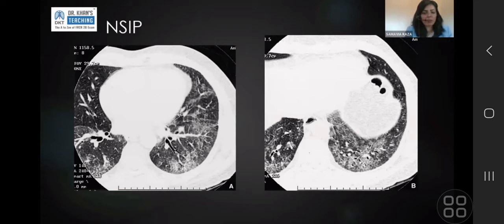NSIP by definition, probable UIP by definition, can evolve. NSIP can turn into probable UIP. Probable UIP one day can have superimposed viral pneumonia or infection or acute exacerbation. They can look like NSIP. Or they can both progress into definite UIP. But once in definite UIP, they're not going to progress in any other way other than progression of severity.